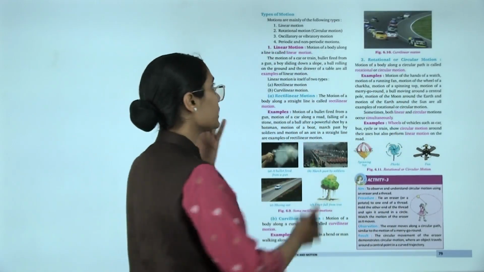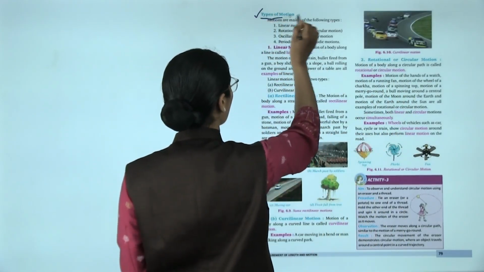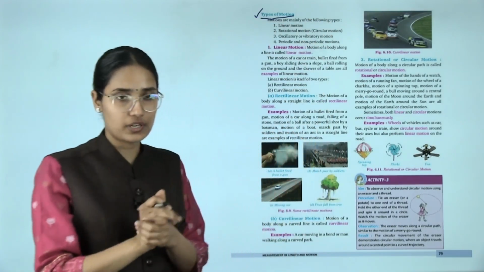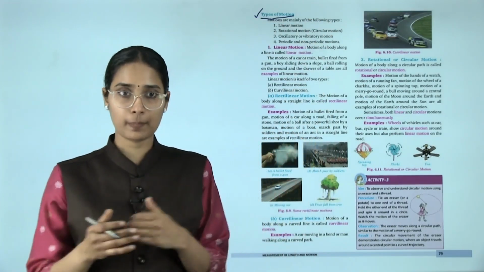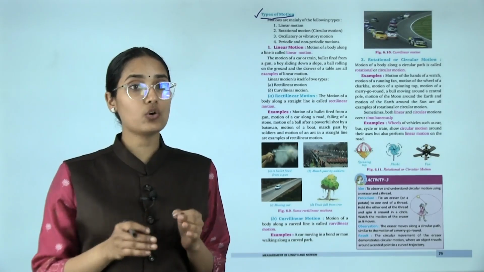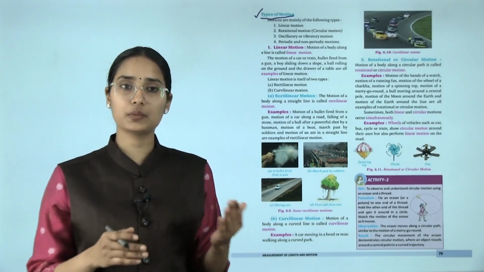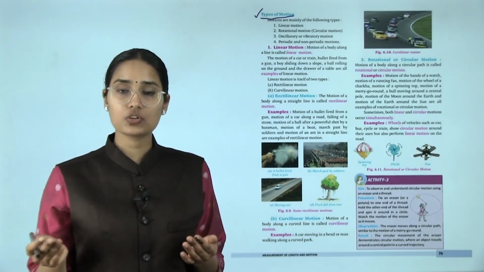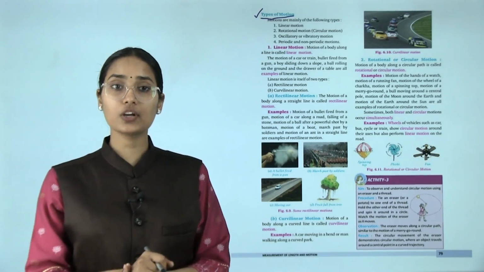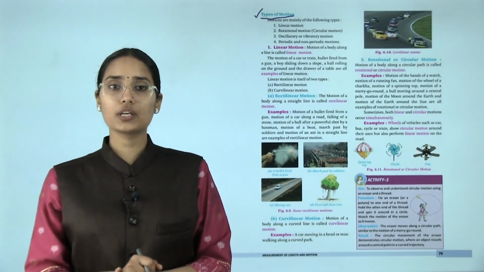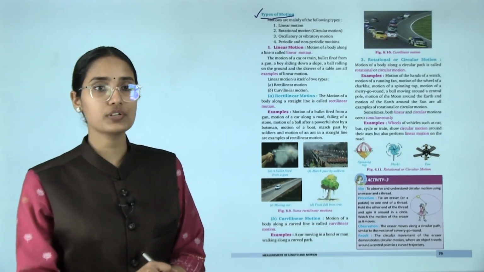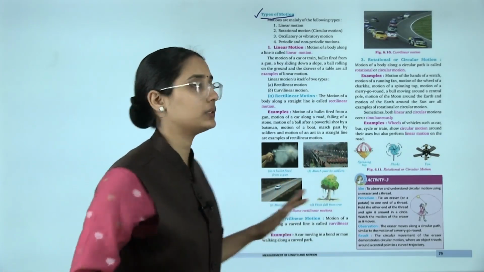So, there are different types of motion. Now, we understood what motion is. It is a change in position with time. Motions are mainly of the following types: linear motion, rotational motion or circular motion, oscillatory or vibratory motion, periodic and non-periodic motion. First of all, let us understand them one by one.